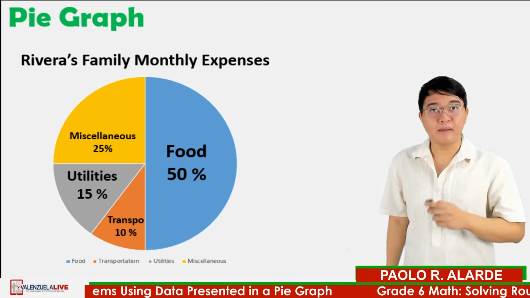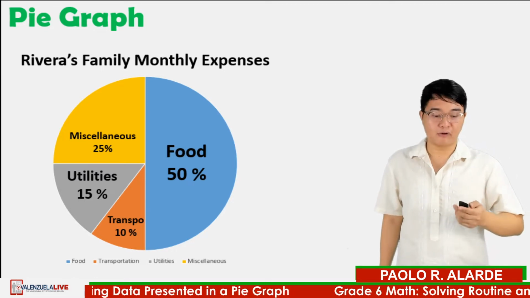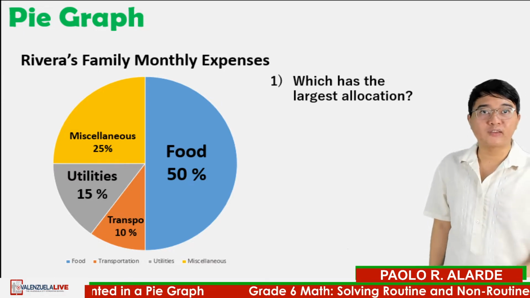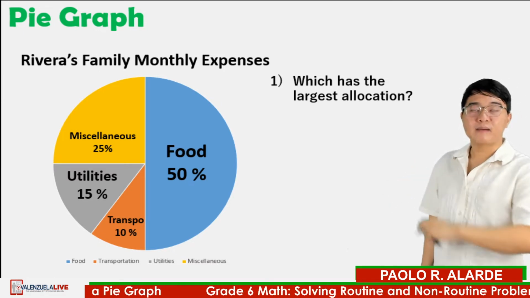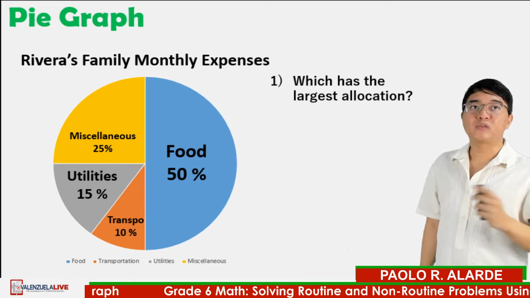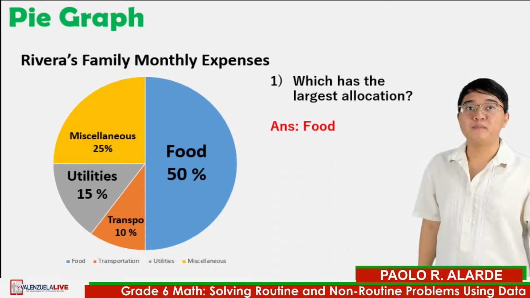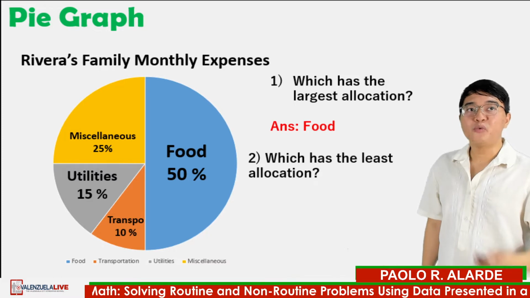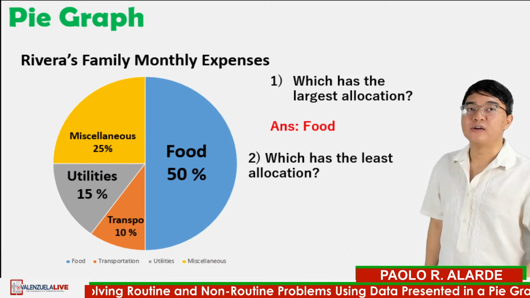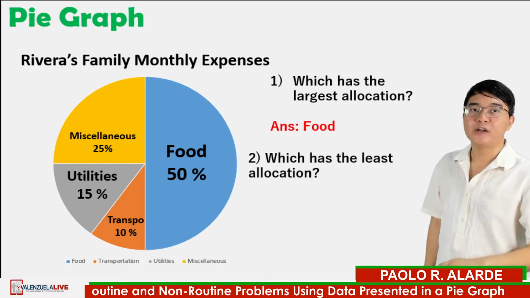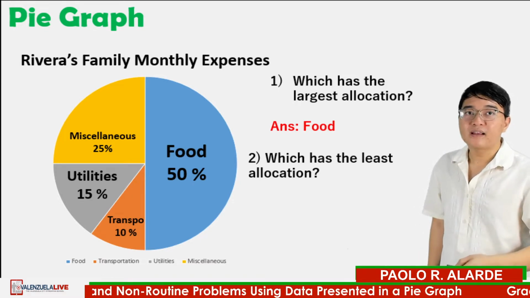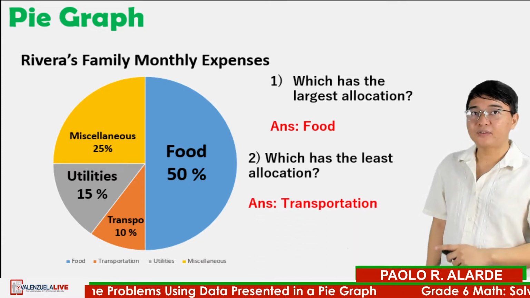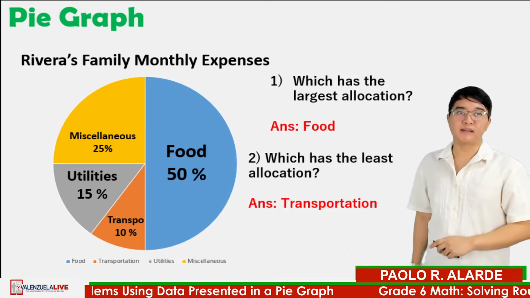And you will also be able to answer some problems about the pie graph. For example, what if I ask you, which has the largest allocation? By just looking at the pie graph, you will know that the expense with the largest allocation would be for the food. Next, what if I ask you which has the least allocation? By just looking at the graph, you will know that the expense that has the least allocation would be for the transportation, which is just 10% of their monthly expenses.